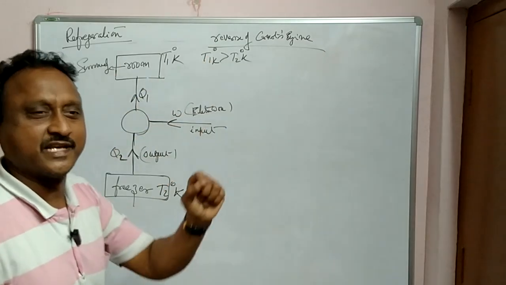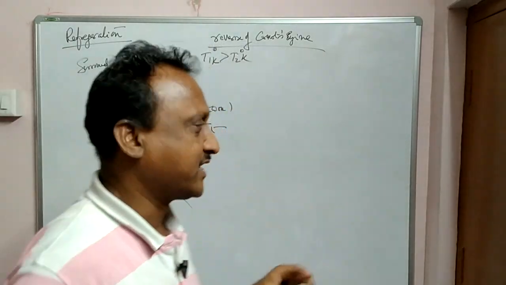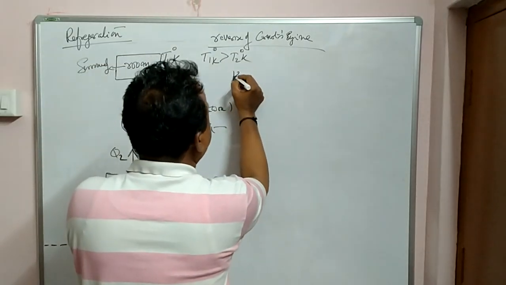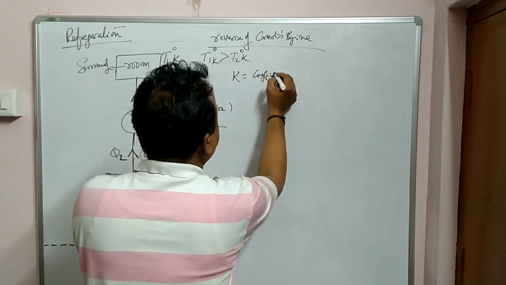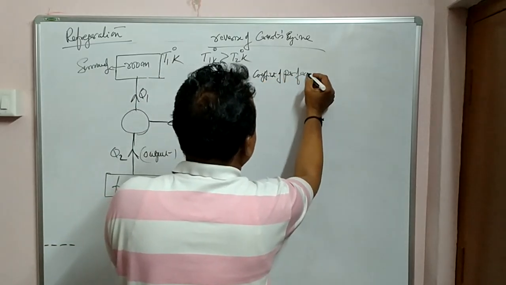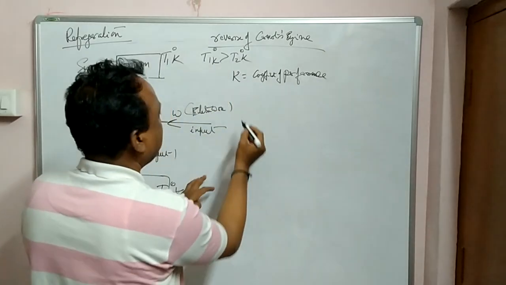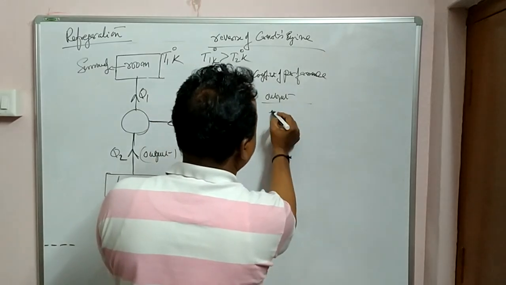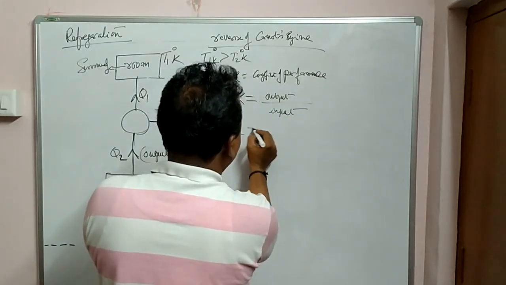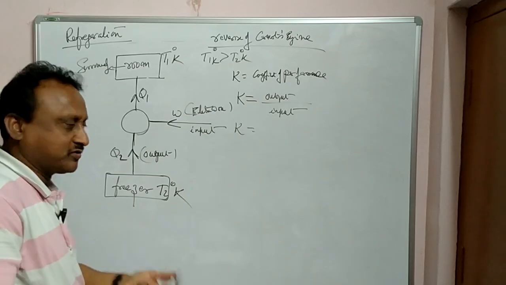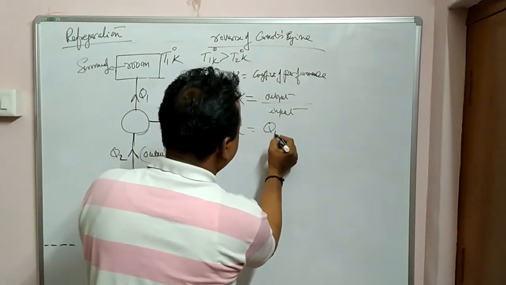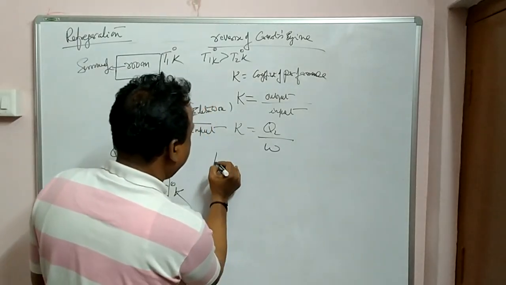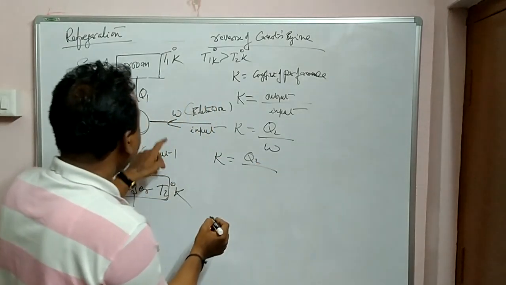Now, just now I told you it's the reverse of Carnot's heat engine. So in this case we won't call it efficiency, we will call it coefficient of performance, K. K is called the coefficient of performance. Again it is output by input. Therefore K: the output is how much heat the freezer pulls out, Q2. So Q2 by what is the input here? Electrical work continuously, that is W.